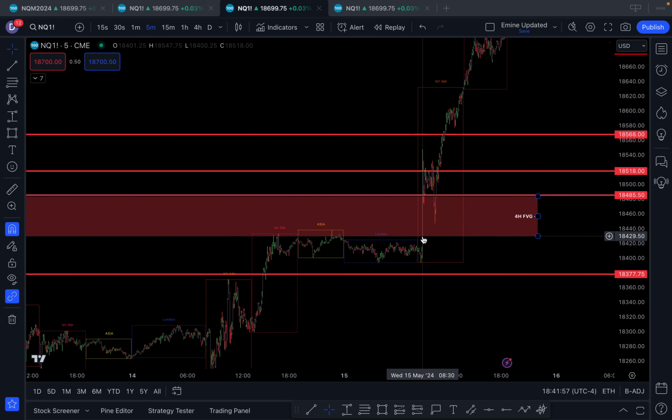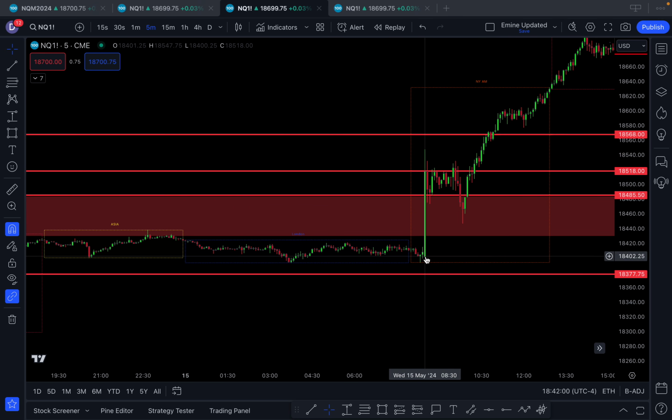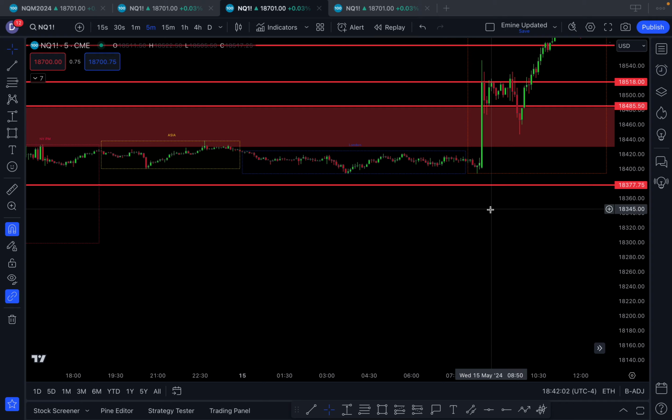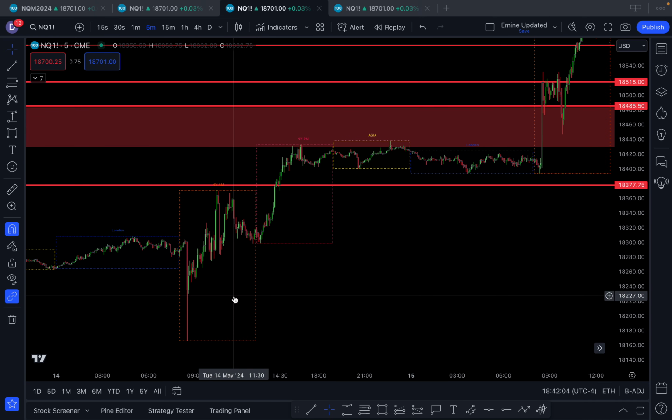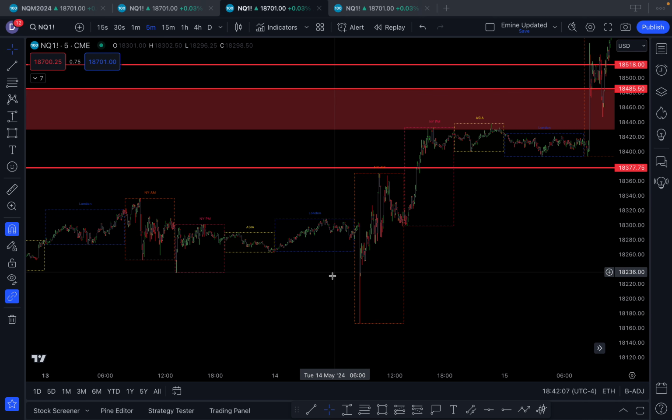But see, CPI didn't even flinch. It opened right here, 8:30, and it pumped. It didn't even do any manipulation. It doesn't have to, because PPI did all the work already. So this was my plan from yesterday.